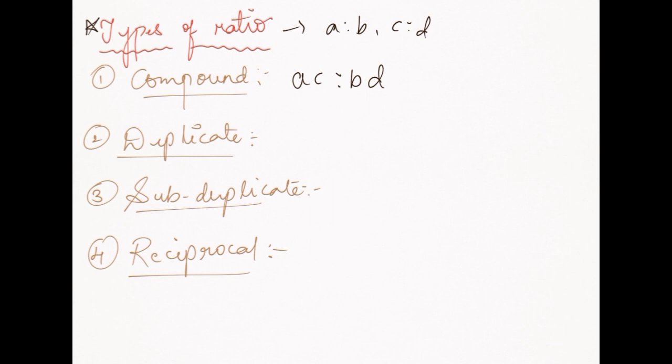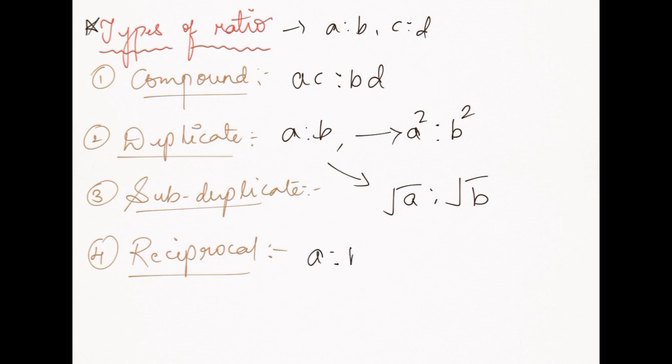Then what is duplicate ratio? If A is to B is any ratio, A square is to B square is the duplicate ratio. Again, if A is to B is any ratio, root A is to root B is the subduplicate ratio. Again, if A is to B is any ratio, B is to A is its reciprocal ratio. These are the four ratios. I hope it is completely clear to you: compound ratio, duplicate ratio, subduplicate ratio and reciprocal ratio.